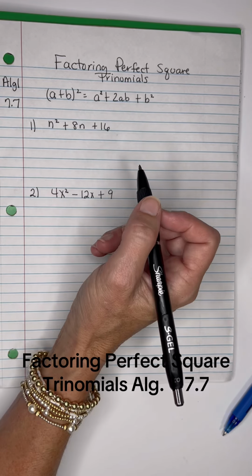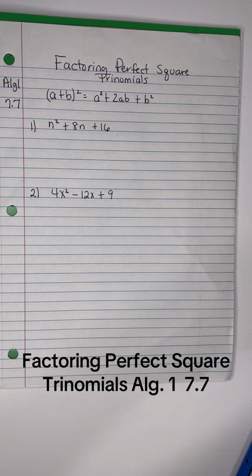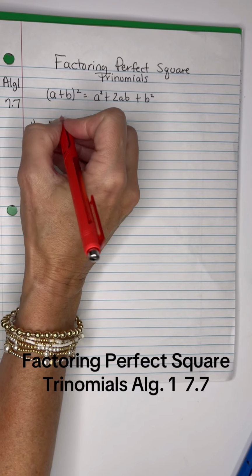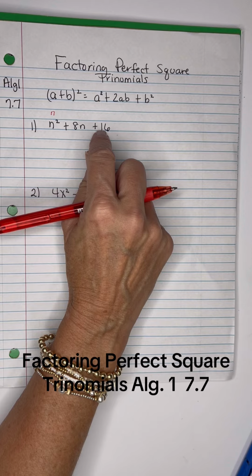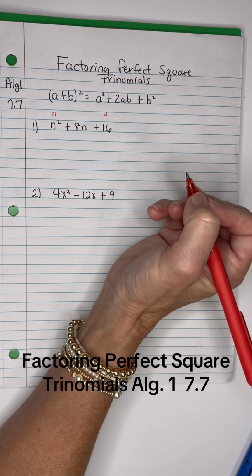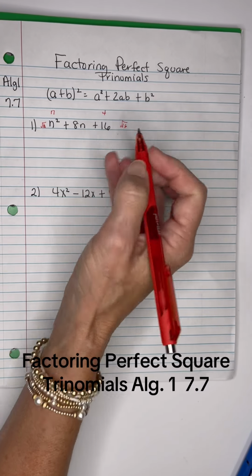So let me show you how to do that. You ask yourself a few questions. You ask yourself, is the first term perfect? And yes, n squared is. The square root of n squared is n. You ask yourself, is 16 perfect? Is the last term perfect? Yes, the square root of 16 is 4. That is the square root of 16. This is the square root of n.